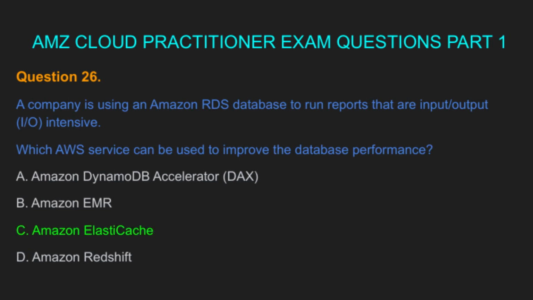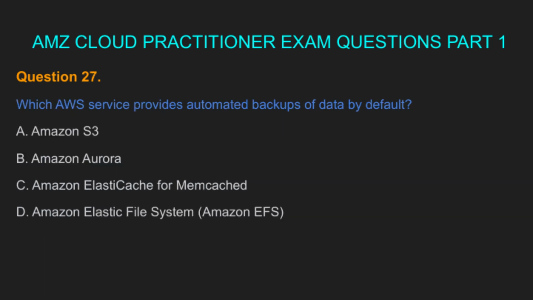The answer is C. Amazon ElastiCache is an in-memory data store that is designed to improve the performance of web applications and other I/O-intensive workloads. By using ElastiCache, the company can reduce the number of read requests to the Amazon RDS database, thereby improving its performance.